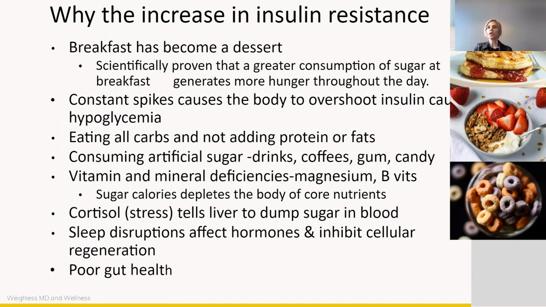Vitamin and mineral deficiencies are also a big problem. We no longer get nutrients in our food. We get calories and we don't get nutrients.